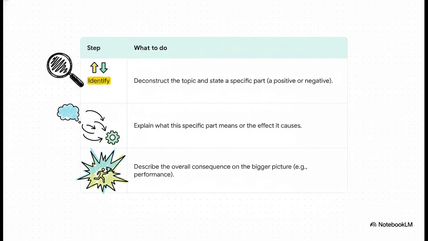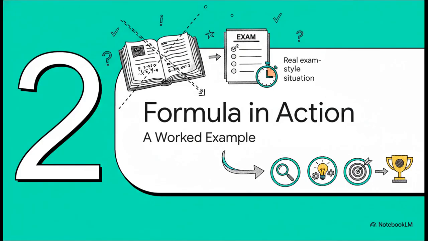First, you identify one specific point. Could be a good thing, could be a bad thing. Then you explain its implication. So what's the immediate effect of that point? And finally, you link it all to the impact, the big picture consequence on your overall performance. It's all about creating this really clear chain of cause and effect. Okay, so theory is great and all, but let's see what this actually looks like in a real exam-style question. We're going to walk through a proper example step by step, and you'll see just how easy it is to apply this 3 I's formula.